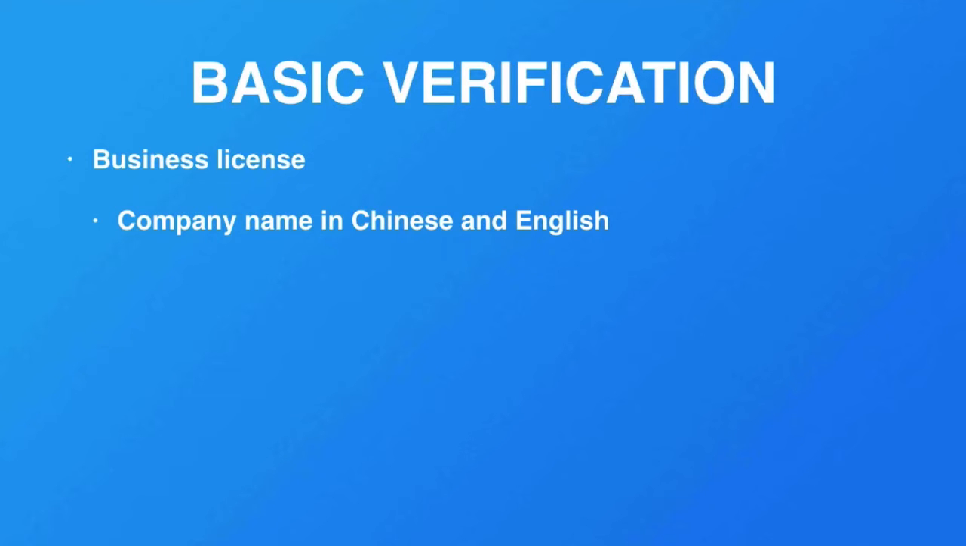Now this business license will usually have a company name in Chinese and in English. They will be sending you the English business license, obviously, so everything needs to be English. However, do understand that their Chinese name will not translate directly into English, most of them. So be aware of that.